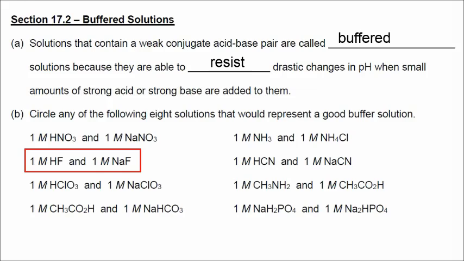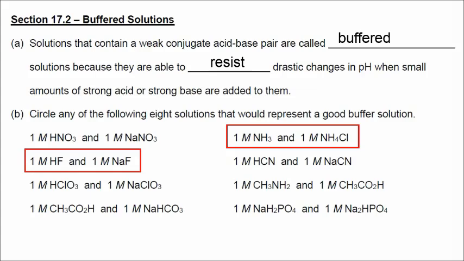The next choice involves chloric acid, which is strong, so not a good choice. The next choice involves a weak acid, that's acetic acid, but we don't have the conjugate base. We have sodium hydrogen carbonate, which although it is a weak base, those two substances are not related in a conjugate acid-base pair, so not a good buffer. Then we have ammonia, a weak base. It is paired with ammonium chloride, so there's the conjugate acid, so that's a good buffer.